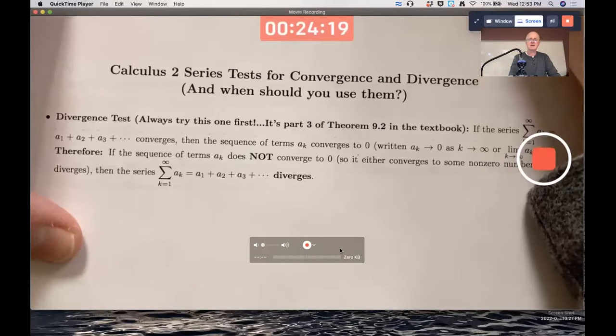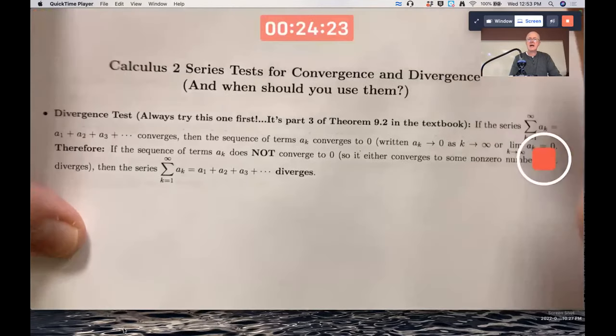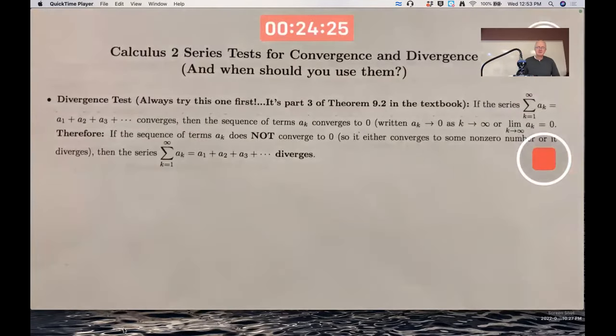Let's review all the tests as quick as we can, reminding you of some things. Remember, with a divergence test, you always think about using that first. Make that a habit. Even if it's completely obvious that you could use some other test right away, just think about it at least. Make a habit of just thinking about it.